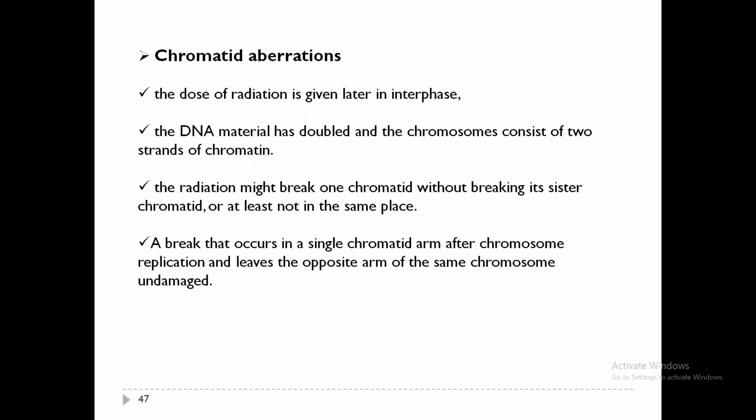And the chromatid aberrations. In this case, the dose of radiation is given later in the interphase, means the DNA material has doubled and the chromosomes consist of two strands of chromatin. The radiation might break one chromatid without breaking its sister chromatid, or at least not in the same place. A break occurs in a single chromatid arm after chromosome replication and leaves the opposite arm of the same chromosome undamaged.